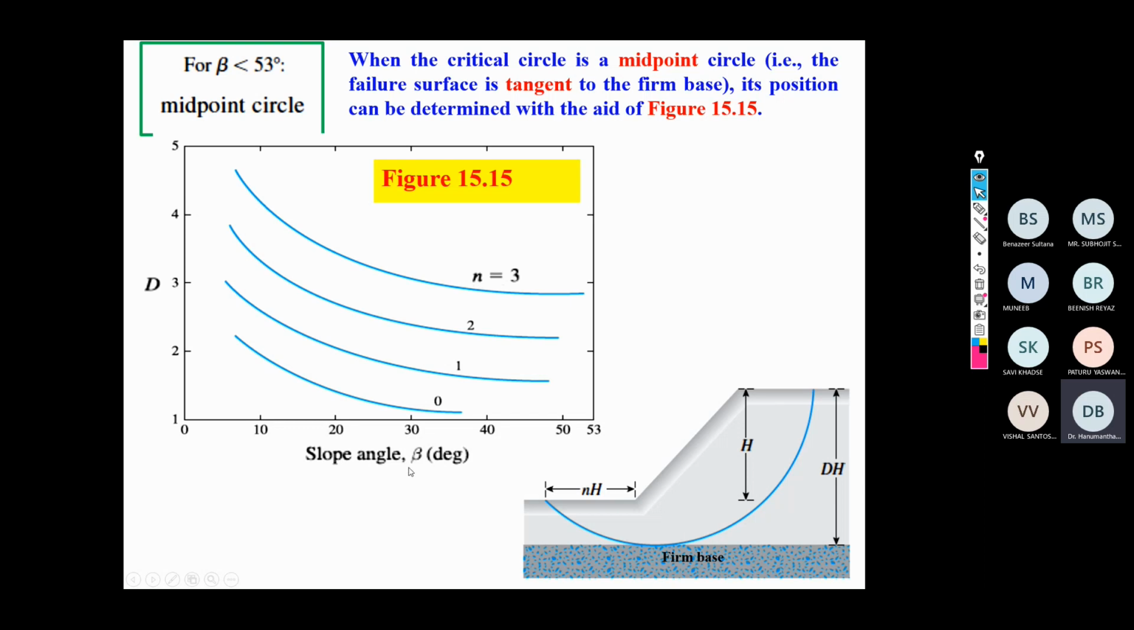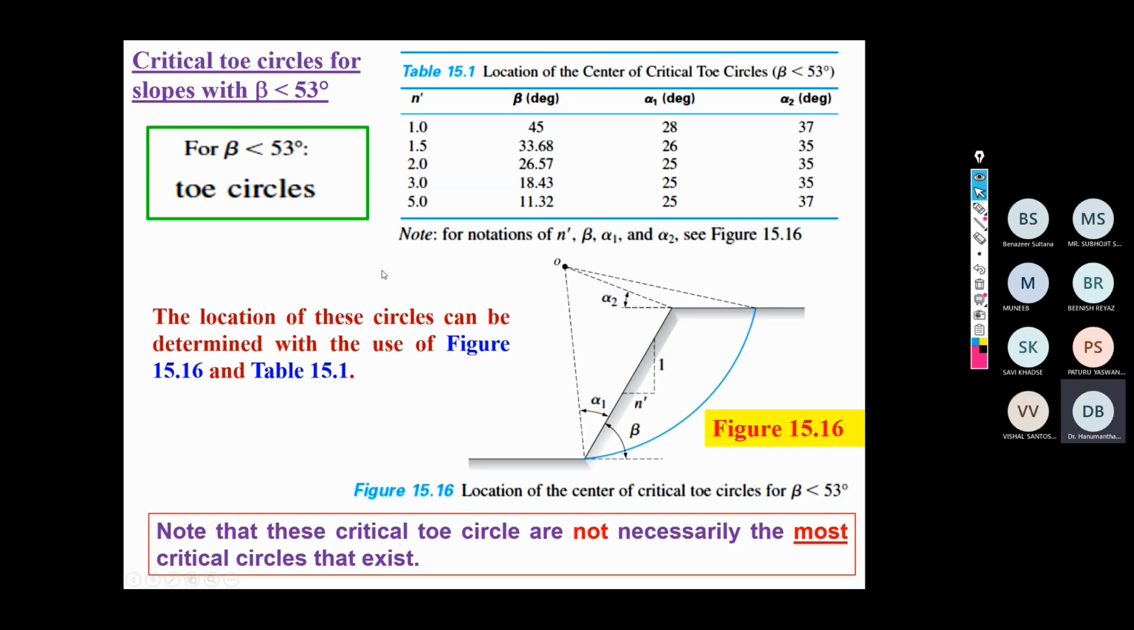So for the known beta angle and for the known depth of the hard stratum, we can predict from this predefined graph where possibly or likely the toe circle emerges on the ground surface. It's quite simple to understand. So this is another way.